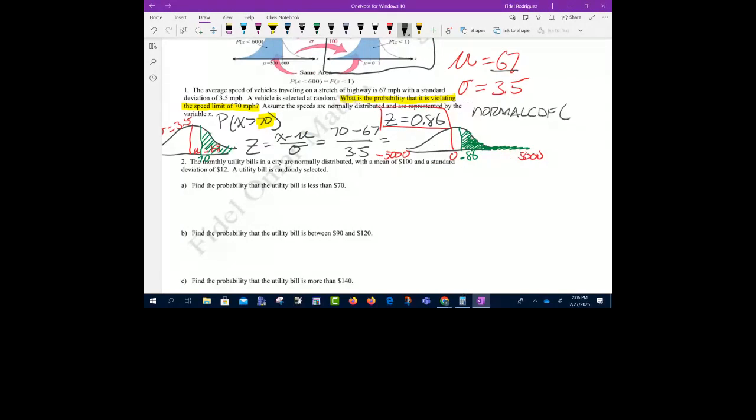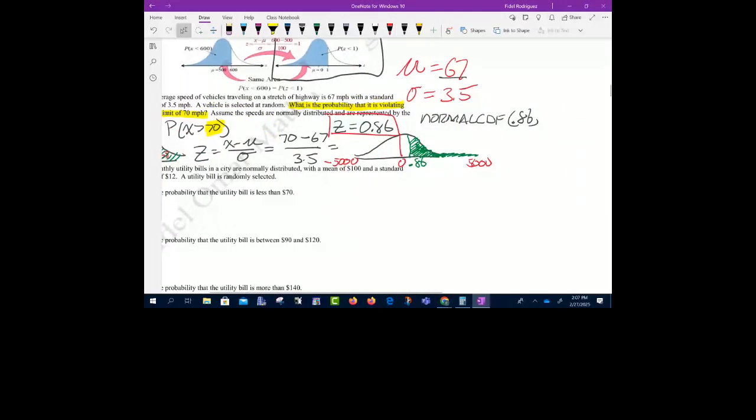Where are we going to start shading? Where do we start at? What's my starting point here? Anybody know? 0.86, right? Good, 0.86. And where do we end? When do we stop going? What number are we going to use for our ending number? 5,000, right? Okay.